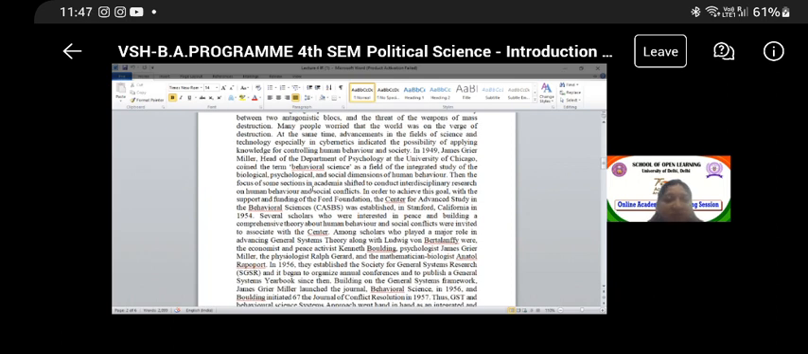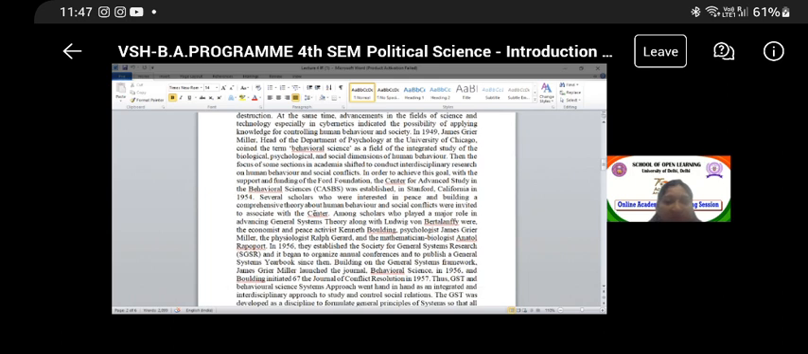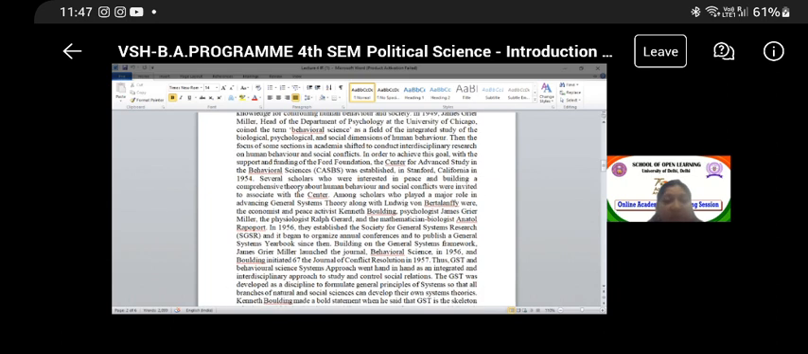Then the focus of some sections in academia shifted to conduct interdisciplinary research on human behavior and social conflicts, right? So in order to achieve this goal, with the support and funding of the Ford Foundation, the Center for Advanced Study in Behavioral Sciences was established in California in 1954. Several scholars who were interested in peace and building a comprehensive theory about human behavior and social conflicts were invited to associate with the center.